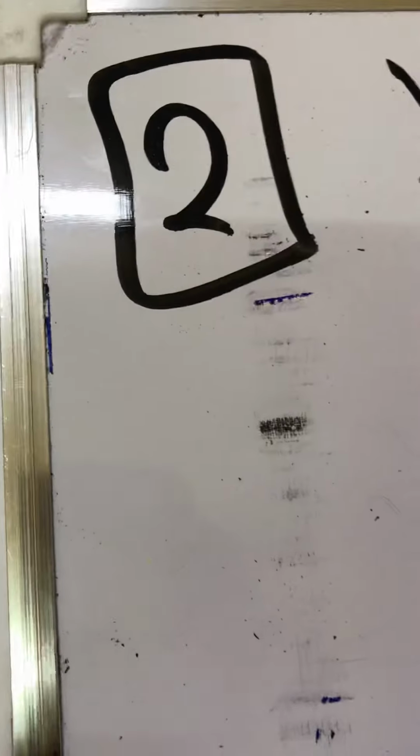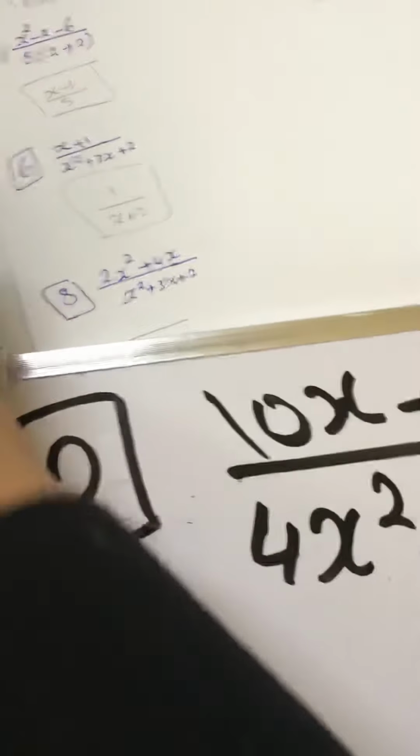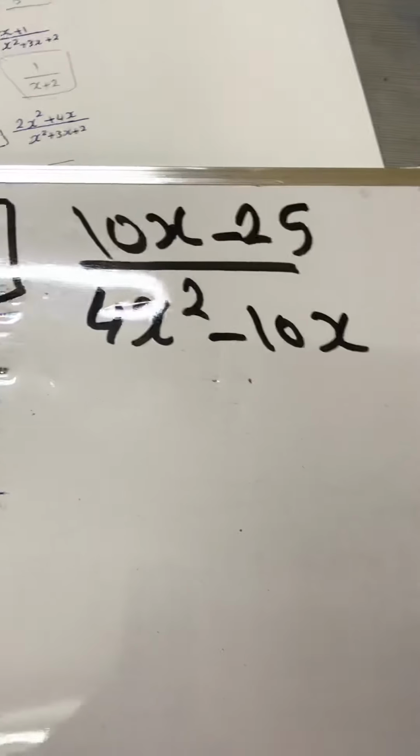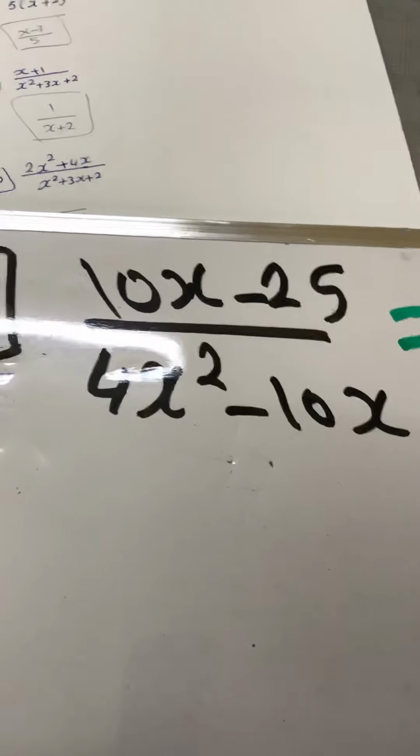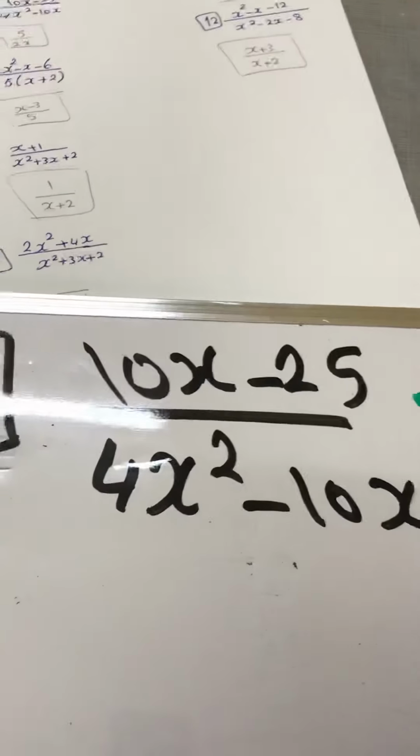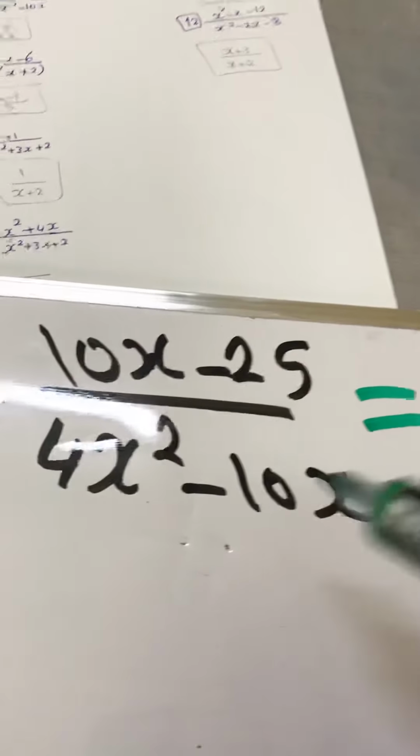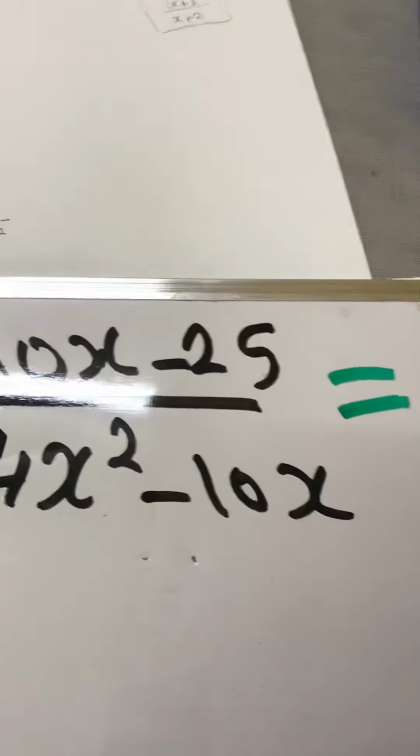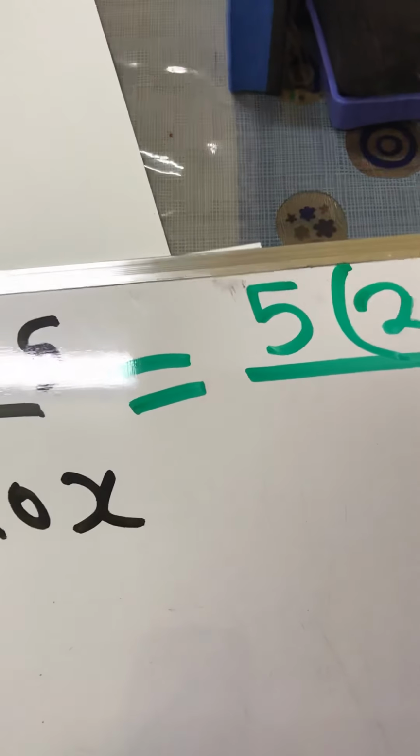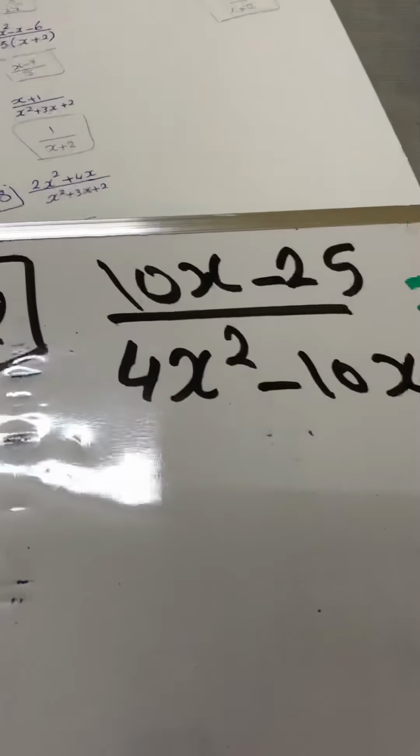I have 10x minus 25 over 4x squared minus 10x. I start to factorize the numerator. To factorize the numerator, I have 10x minus 25, so I'll take a common factor. We have a common factor between numbers only. It will be 5. And then I'll take 10x divided by 5 equals 2x, and negative 25 divided by 5 equals negative 5. This is the numerator.